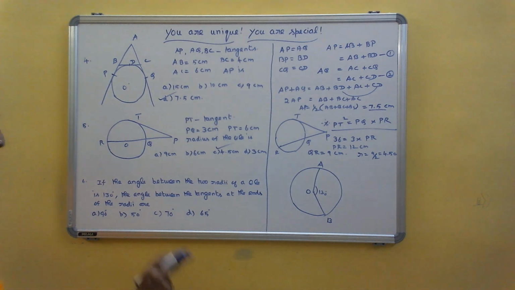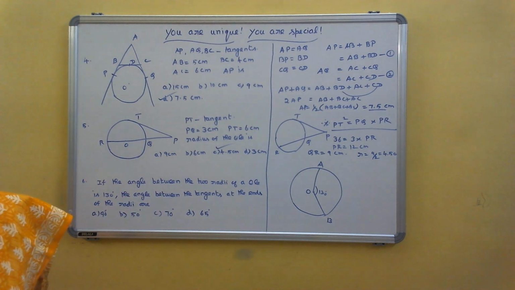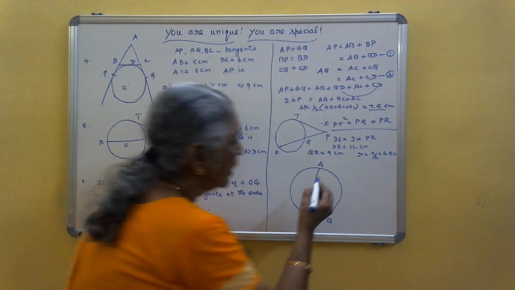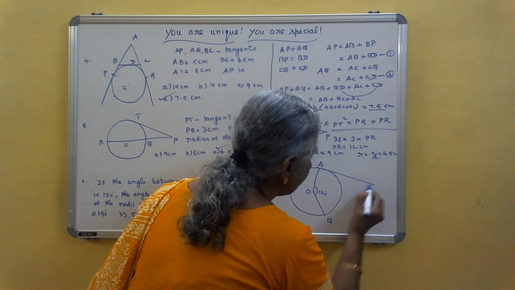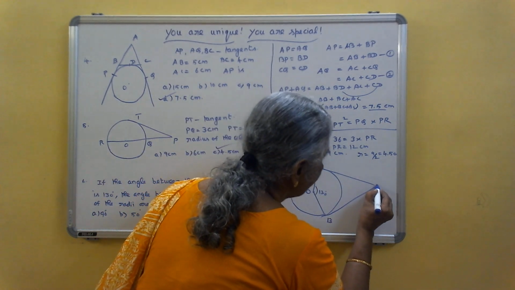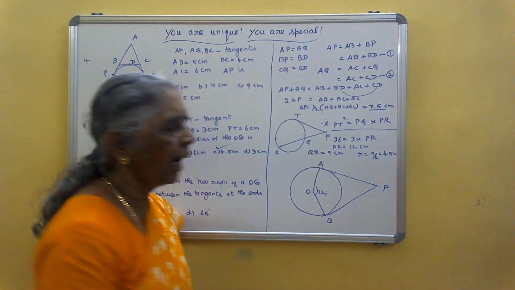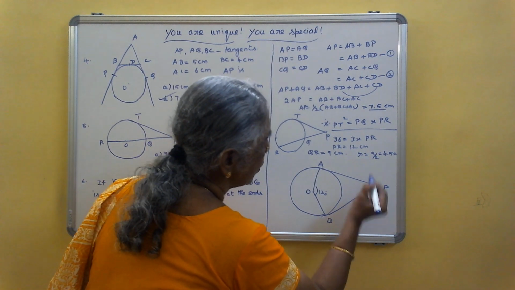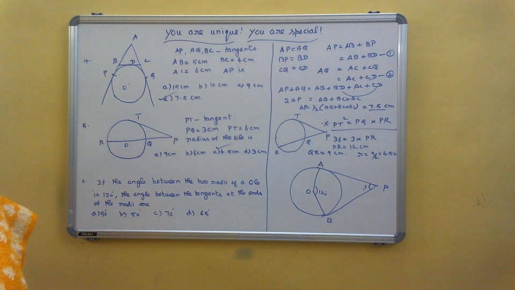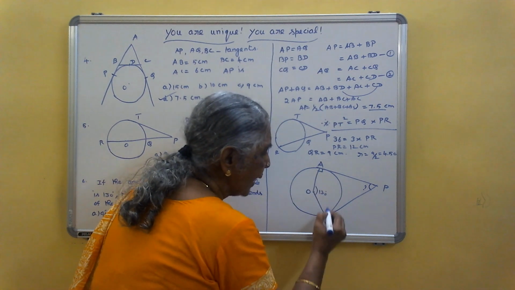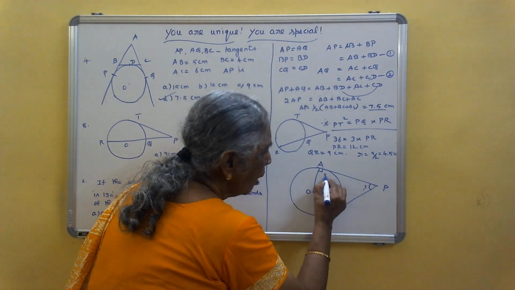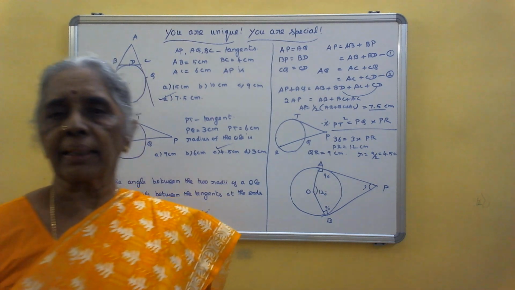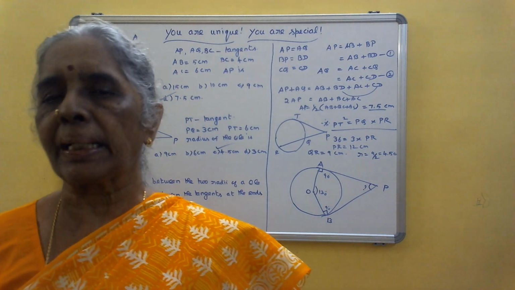Now, what is asked? The angle between the tangents at the end of the radii. That means from here you should have a tangent, from here you should have a tangent. Let them meet at a point. Now you have to find this angle. That is what they have asked. You know, this is 90 and this is 90, isn't it? Because the radius at the point of contact is perpendicular to the tangent.